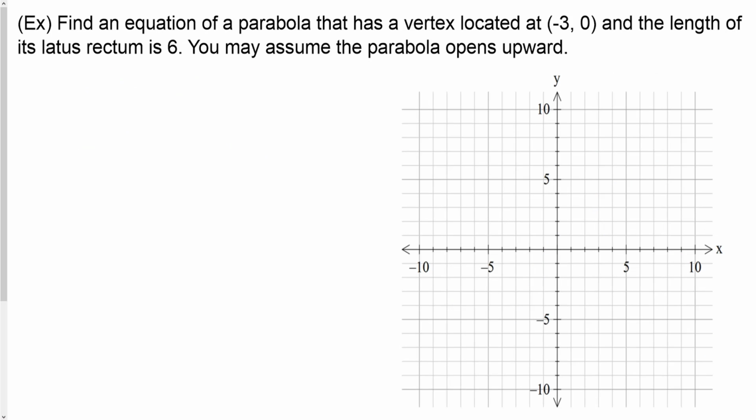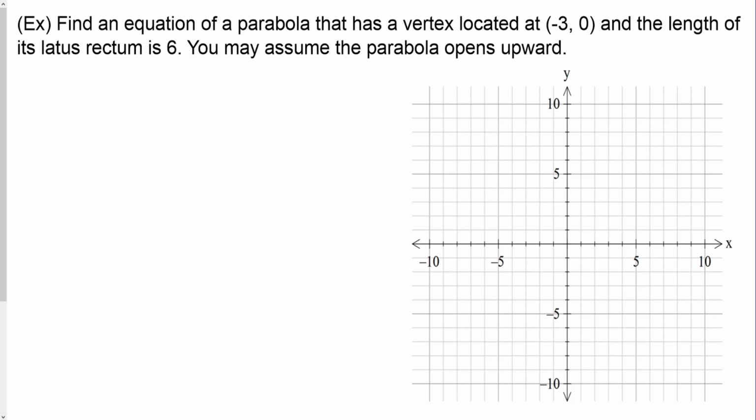Find an equation of a parabola that has a vertex located at -3, 0, and the length of the latus rectum is 6. You may assume the parabola opens upward. Okay, so in this example, we need to just start taking the different pieces that we have and get them situated in such a way that we can work toward an equation.